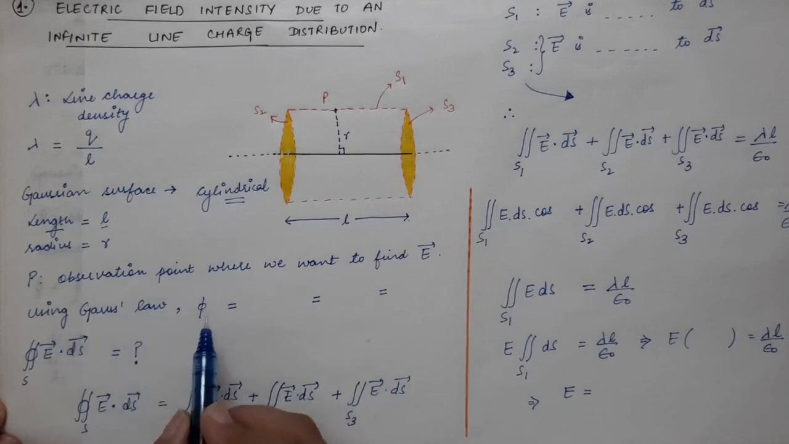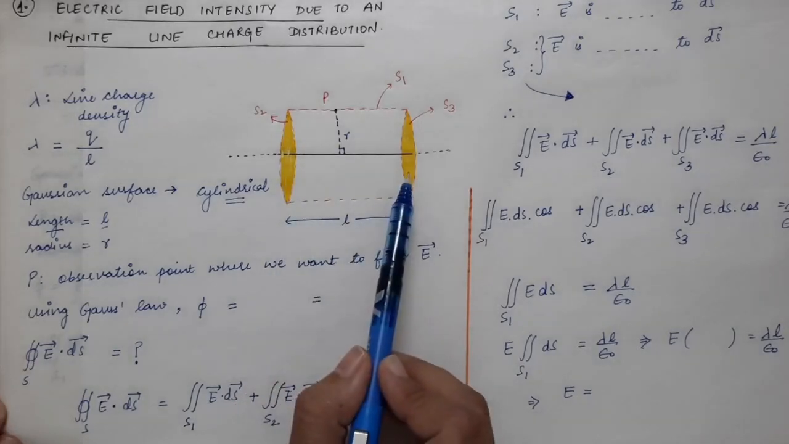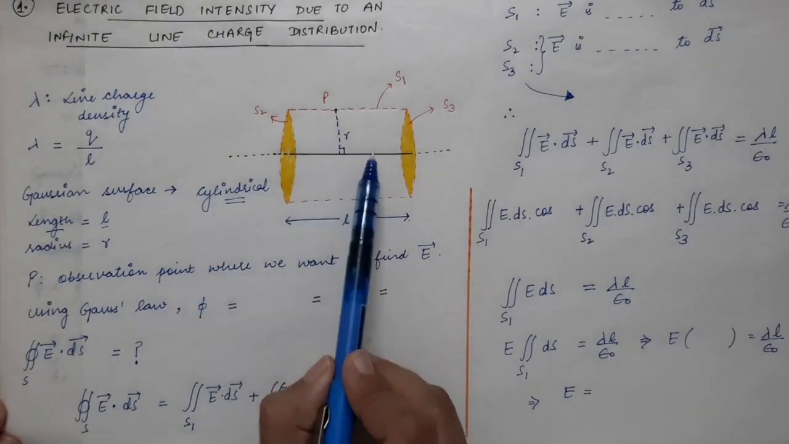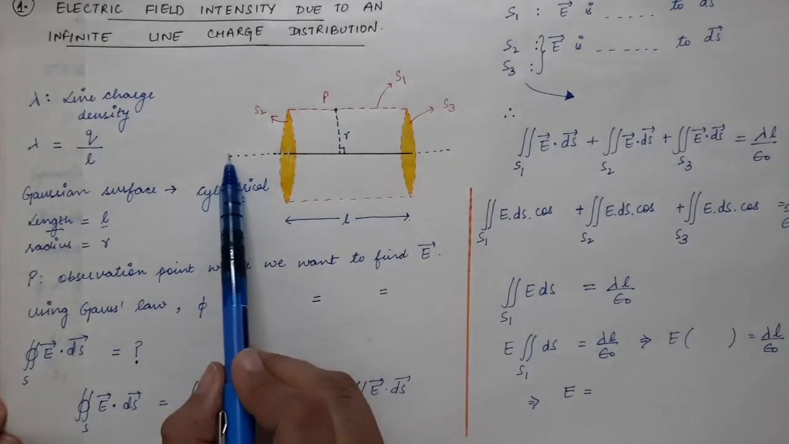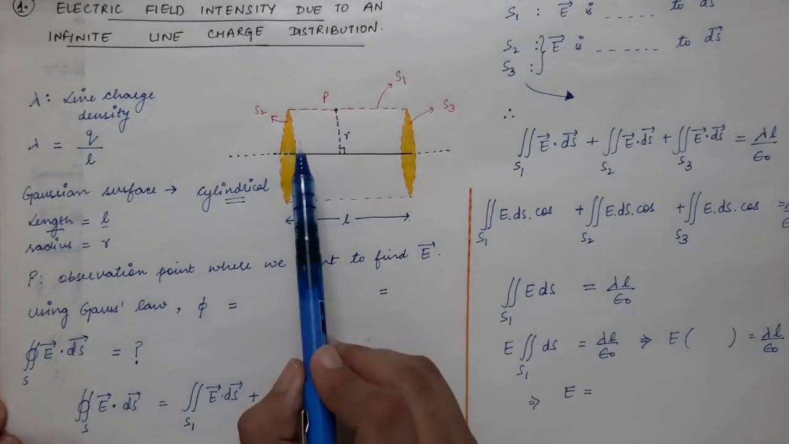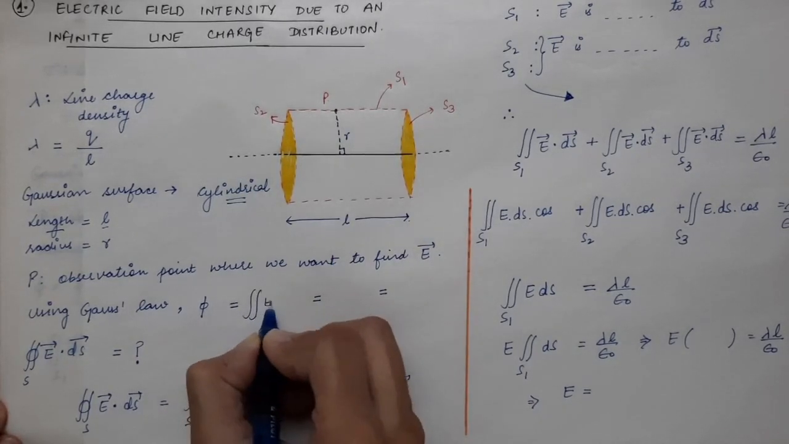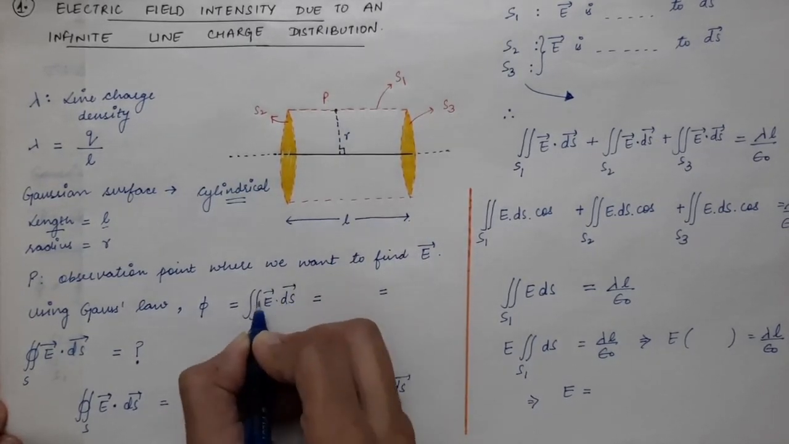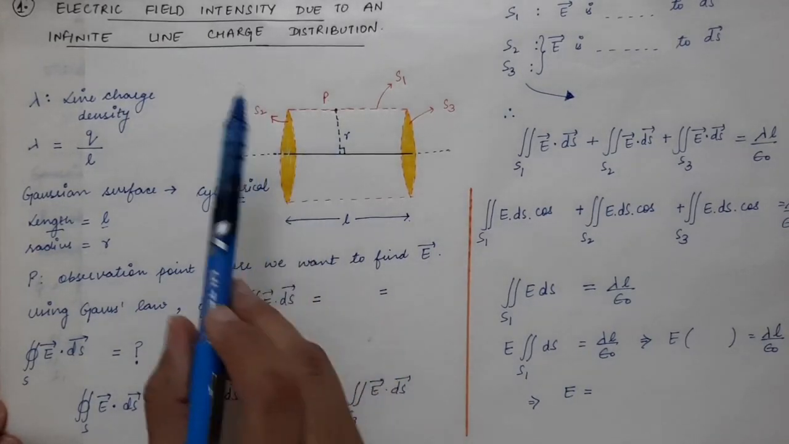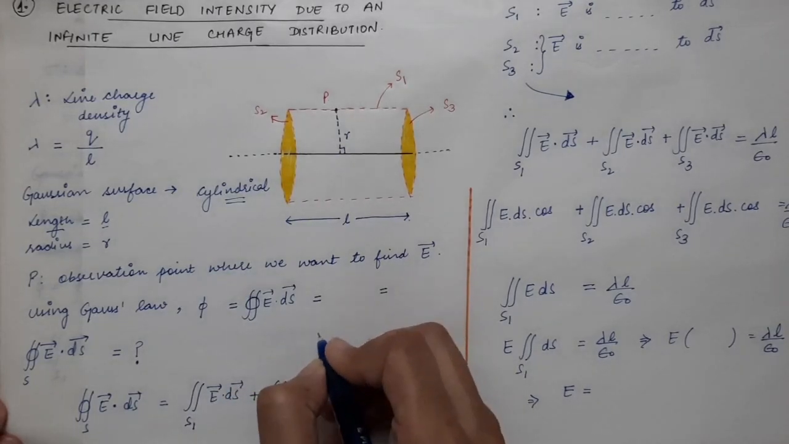Using Gauss law, consider the flux which will be linked with this Gaussian surface. We have drawn this closed Gaussian surface which is a cylinder. Electric field lines will be passing through this Gaussian surface due to the charge present on this line. So the flux linked with this Gaussian surface will be equal to the closed surface integral of vector E dot ds vector, over this cylindrical Gaussian surface, and that is equal to charge divided by epsilon naught.